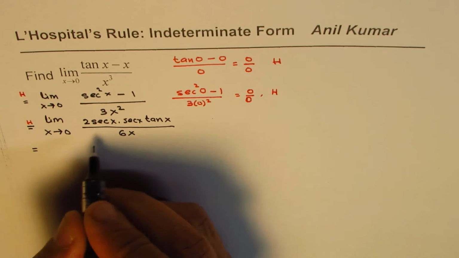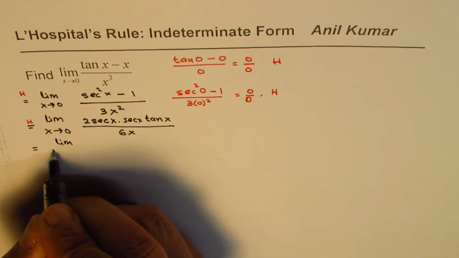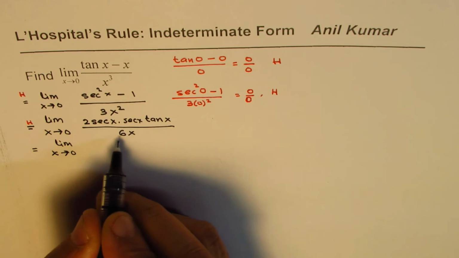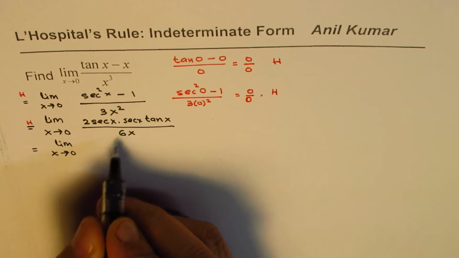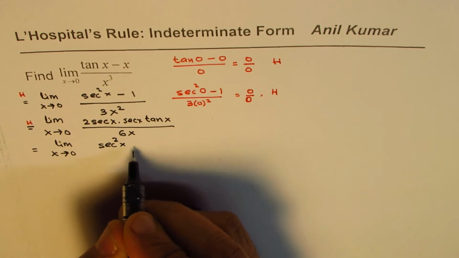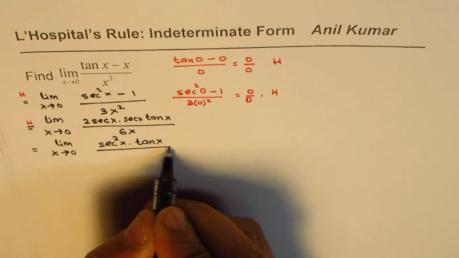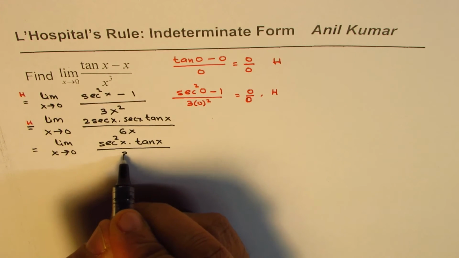Let me just simplify this a bit and then write this as the limit as x approaches 0. 2 divided by 6 is 1 over 3. And we have secant square x tan x divided by x.